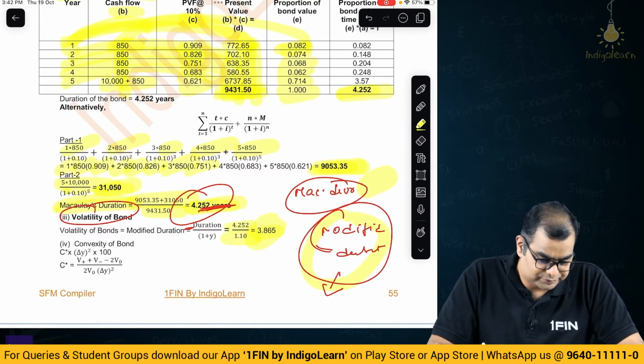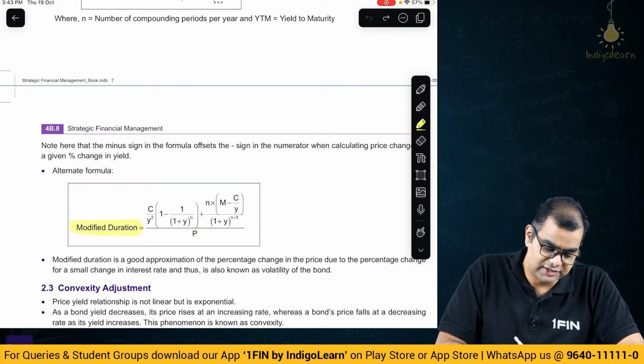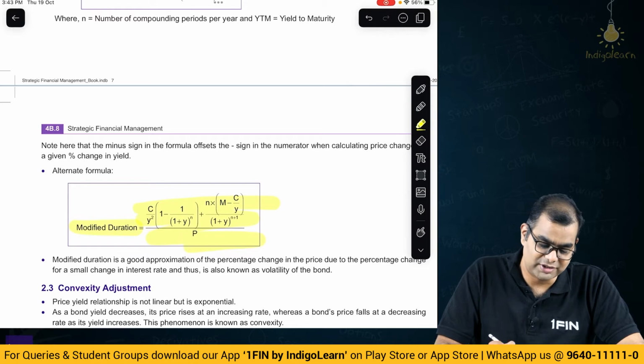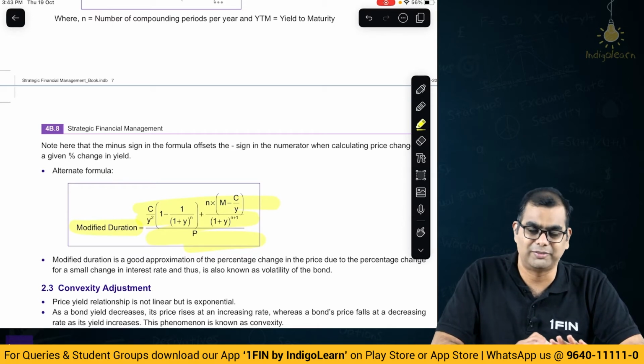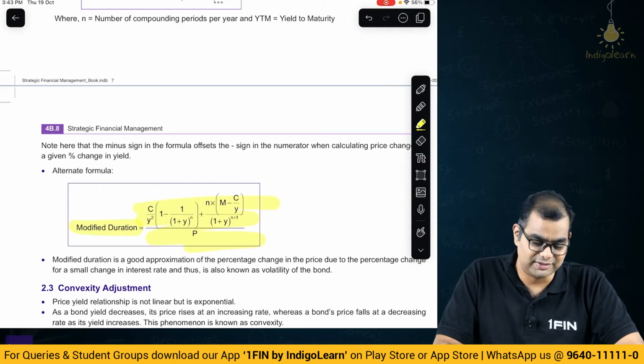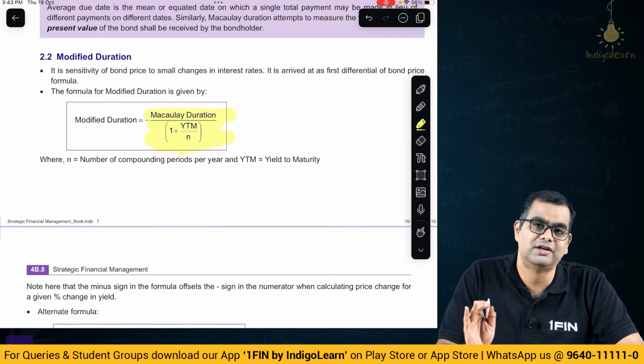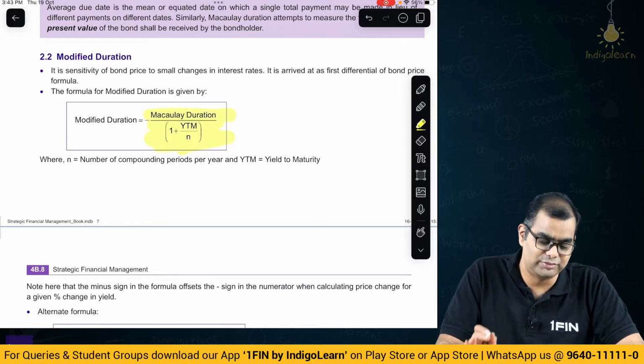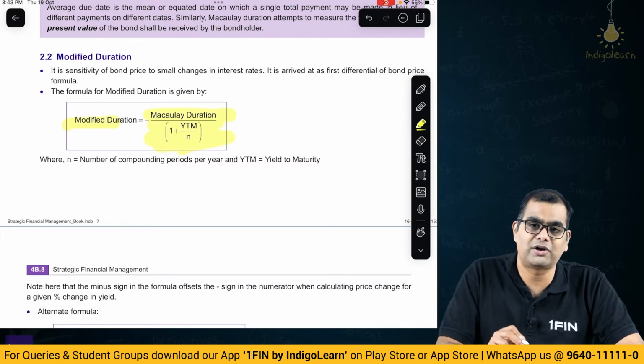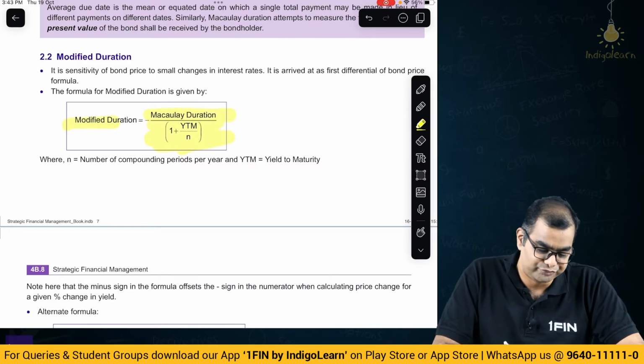Now coming back. Modified duration also has another formula, which is C by y square into 1 minus 1 by (1 plus y) power n, plus n into (m minus C by y) by (1 plus y) whole power n plus 1, by P. I don't remember this formula, boss. It is very simple. Please remember this simple formula, there is nothing else to remember: modified duration is equal to minus Macaulay duration divided by (1 plus y by n).